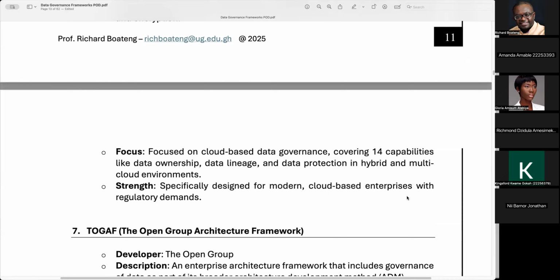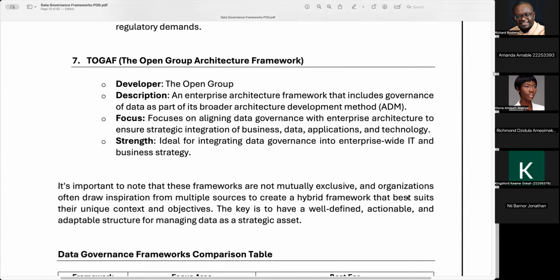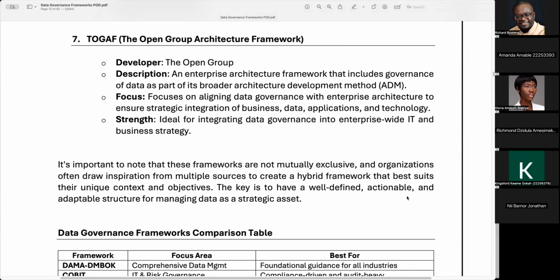This sounds architectural. It is. TOGAF is a comprehensive framework for enterprise architecture, defining how an organization's business functions, applications, data, and technology infrastructure all fit together coherently. Data governance isn't a separate module. It's woven directly into TOGAF's core process, the Architecture Development Method, ADM. So it integrates DG into the bigger picture.